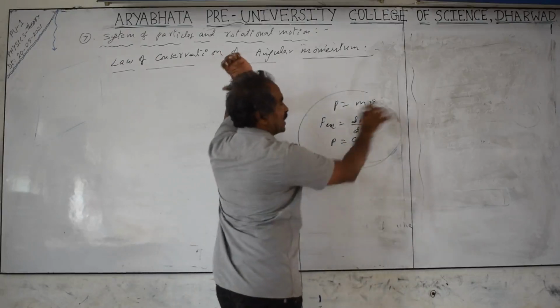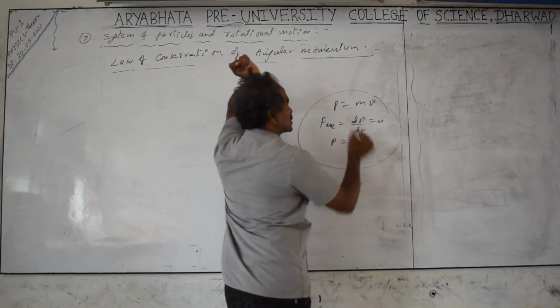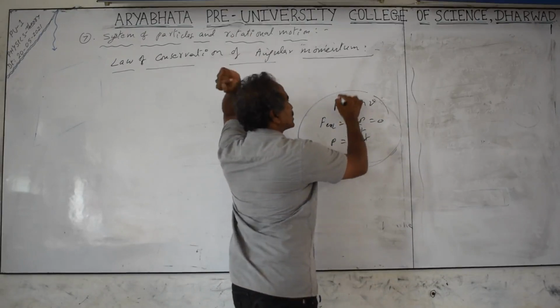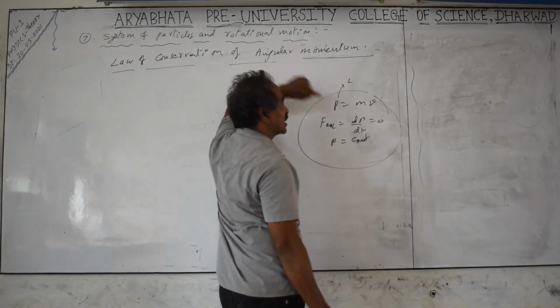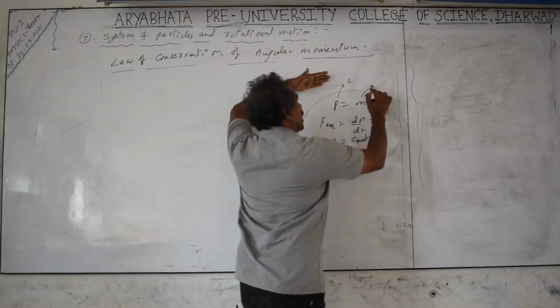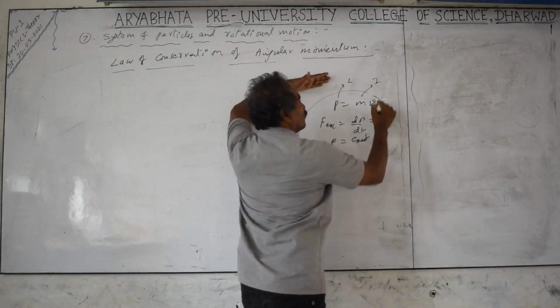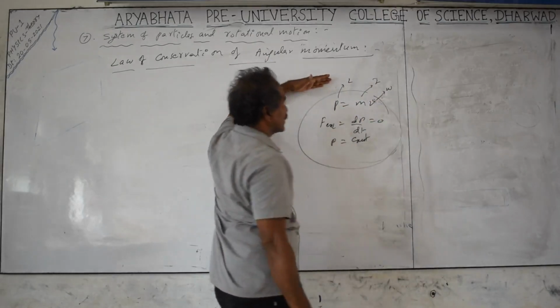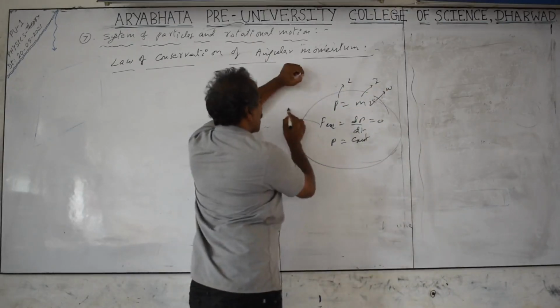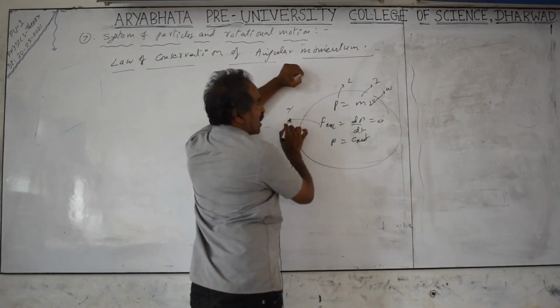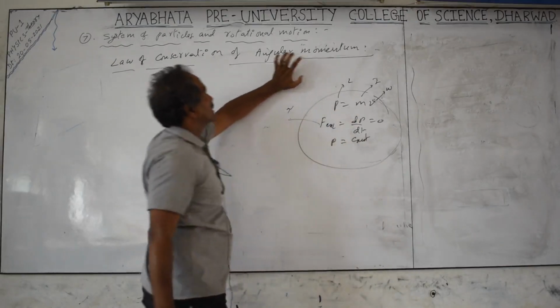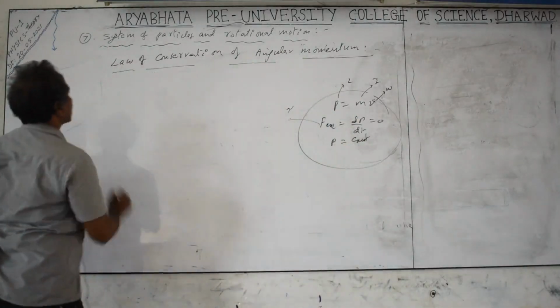This is for linear motion, straight line motions. For rotational motion, momentum is replaced with angular momentum. Mass is replaced with the moment of inertia. V is replaced with omega. And force is replaced with the torque. If there is no external torque, then angular momentum is constant. It is called the law of conservation of angular momentum.